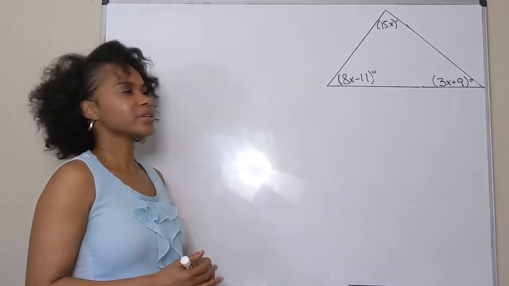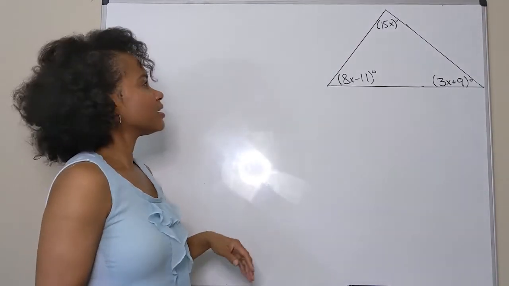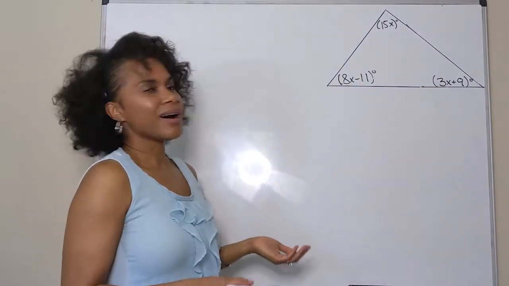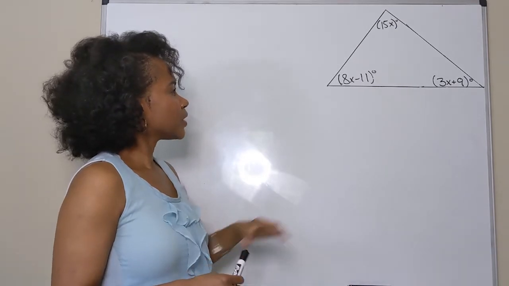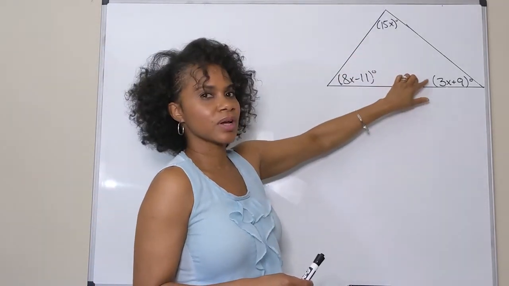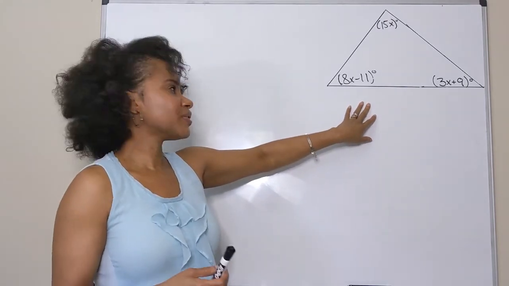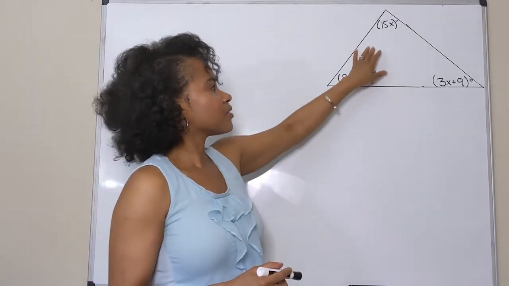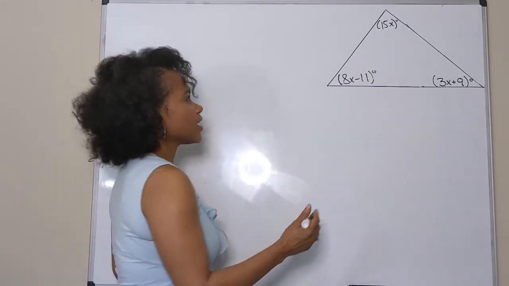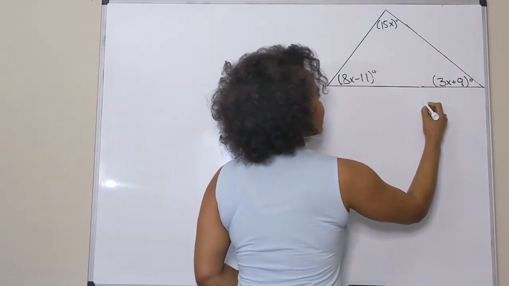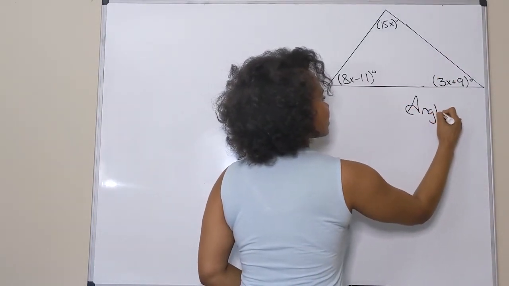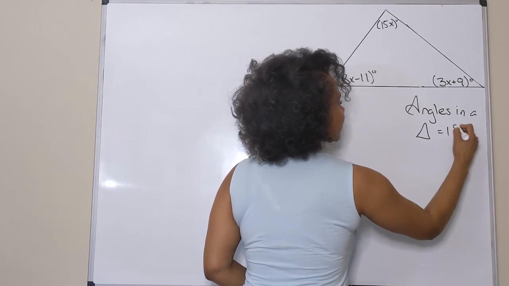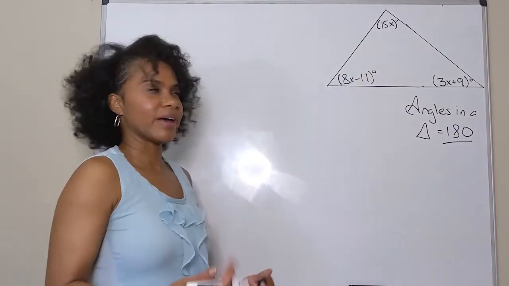So let's analyze this triangle here. All right, so it does not give us any marks or congruence marks to show that any of the sides or any of the angles are congruent. But what we can do, we have three expressions here for our angles. We can actually find the value of x using the Triangle Angle Sum Theorem. And remember that all three angles added together in a triangle always equals 180 degrees. So angles in a triangle equal 180.